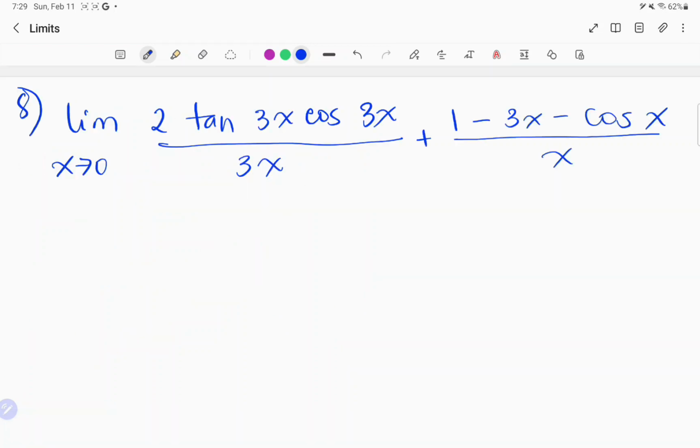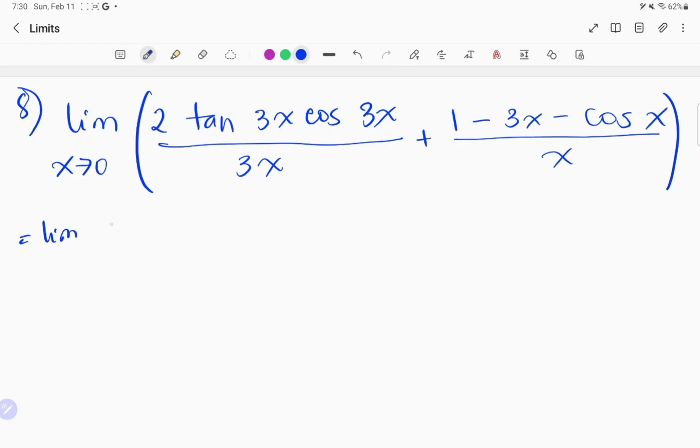So we have example number 8. The limit of 2 tangent 3x cosine 3x over 3x plus 1 minus 3x minus cosine x over x as x approaches 0. It looks like a very complex example, but let us look at the solution if it is not. So tangent is not part of our special function. We can change it to a ratio identity sine x over cosine x.